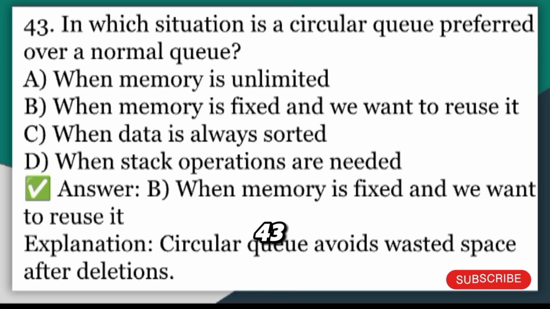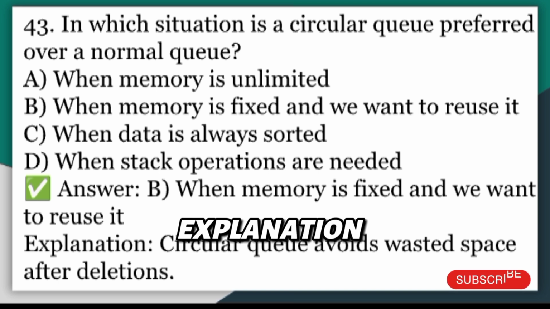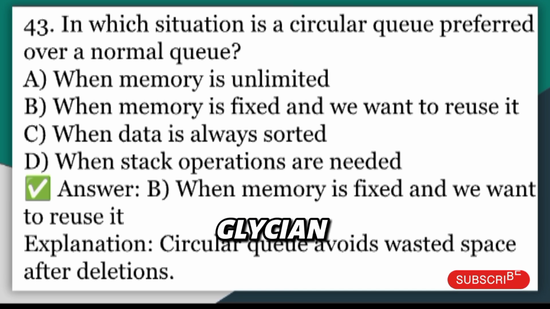Question number 43, in which situation is a circular queue preferred over a normal queue? So the right option is B, when memory is fixed and we want to reuse it. Explanation: a circular queue avoids wasted space after deletion. A circular queue is better when memory is limited because it reuses the empty spaces created after deleting items instead of leaving them unused like a normal queue.